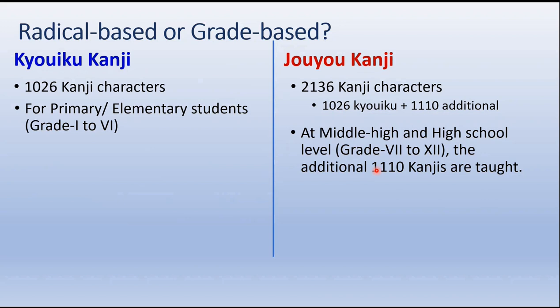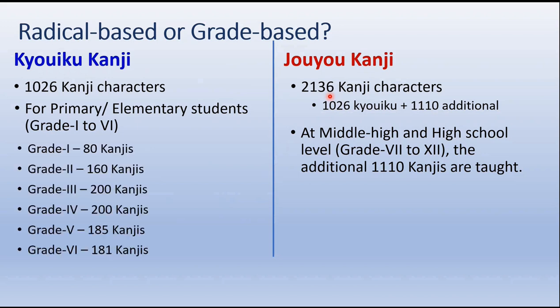And in this way, in 12 years of the learning process, that is grade 1 to 12, students learn all 2136 characters that are approved by the Japanese government. So if one knows all these 2136 kanji characters, then the kanji learning process is completed for that person.